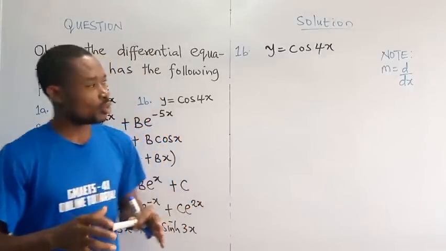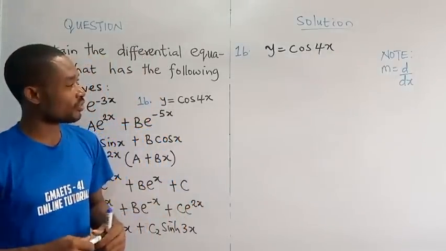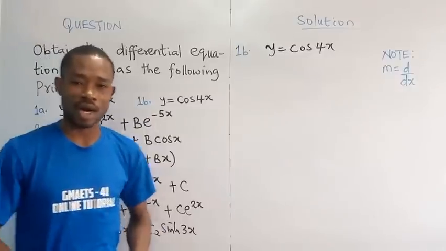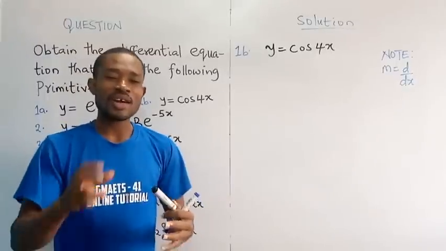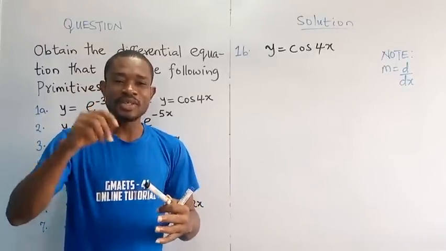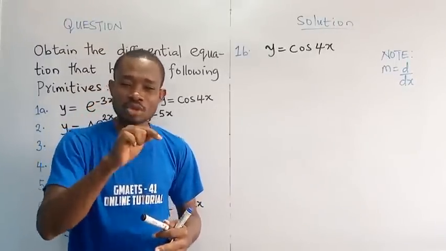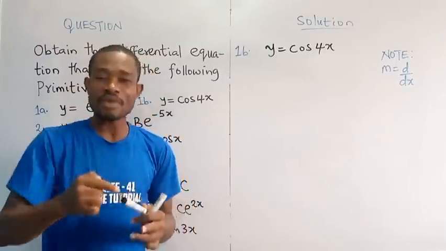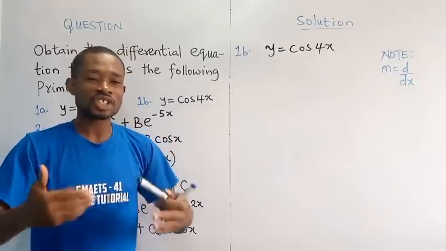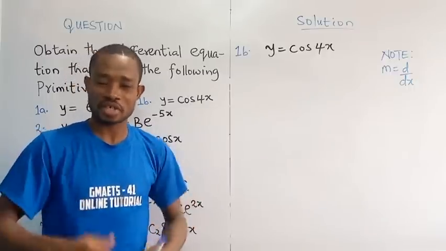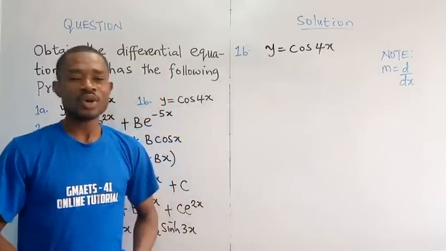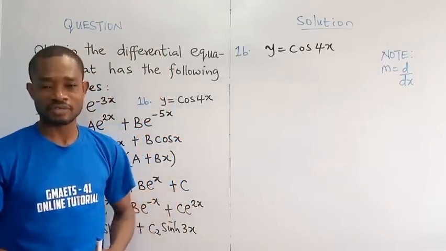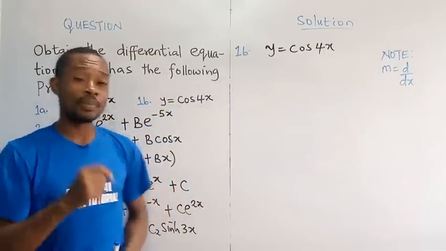In question 1b, we are expected to obtain the differential equation that has the primitive y equal to cos 4x. Now remember, like I said, you have just one focus here. Can you get the root of the auxiliary equation whose differential equation we are trying to get here? Can we get the root from the given primitive? Once you're able to obtain the root, your problem is solved.